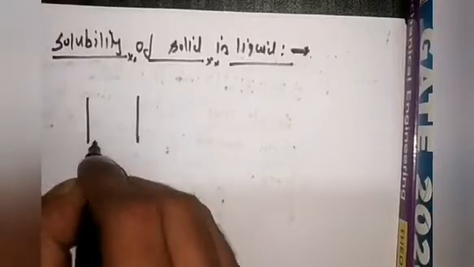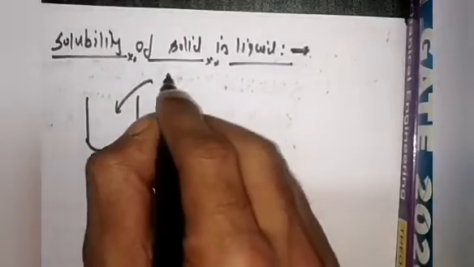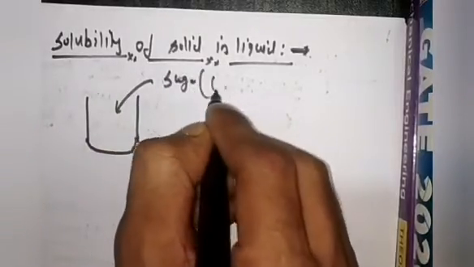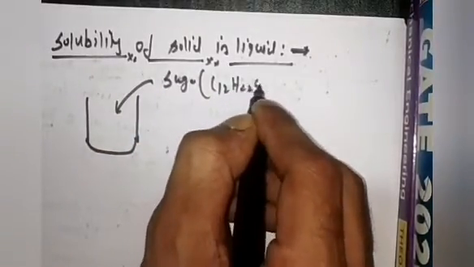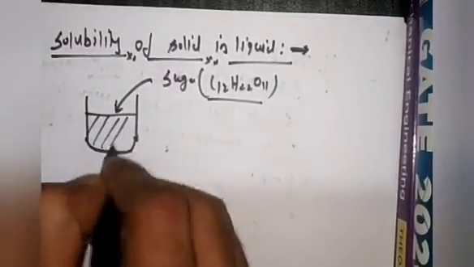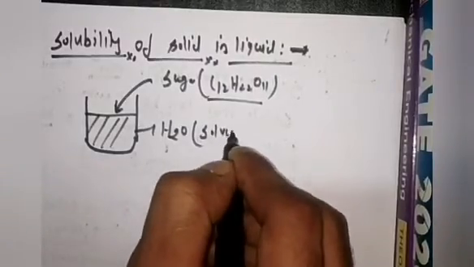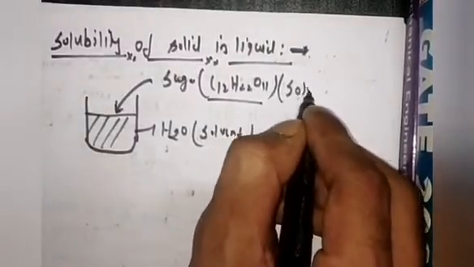Okay. Now just understand the solubility of solid in a liquid. I am going to add a solid. I am taking the basic example of sugar, that is C12H22O11. Okay, now we are going to add sugar in water. This is water. I am taking water as a solvent, and sugar as a solute.